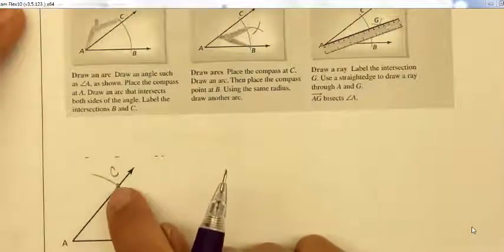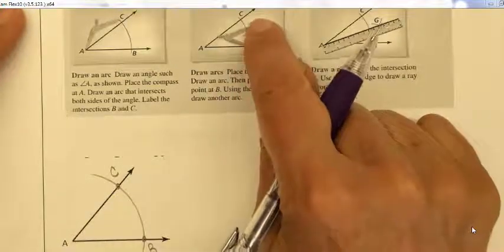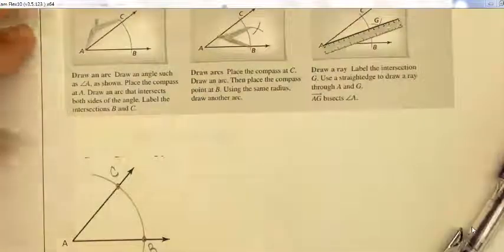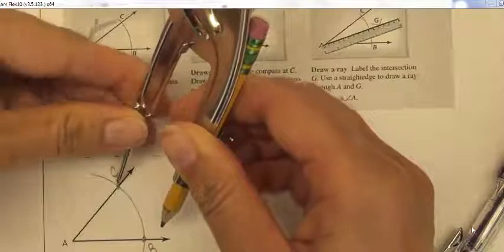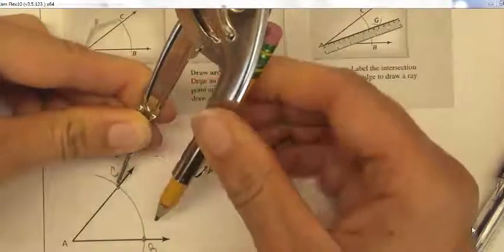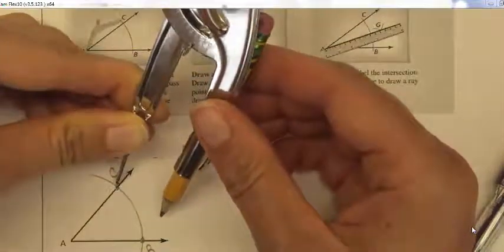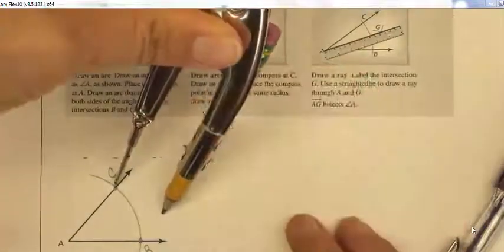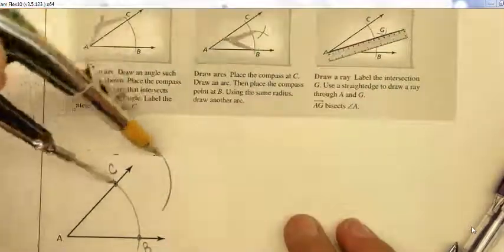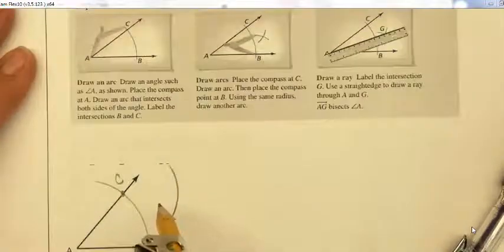So from C out here, I'm going to draw an arc. So I'm going to choose some radius. Make sure that you're at least halfway. Okay, I could be a little bit smaller. So now I'm going to choose some radius. So that's the radius. I'm not going to change it now, okay? I'm going to do this for the rest of the time. So I'm going to draw an arc out here with my compass point at C. And I'm going to do the exact same thing with my compass point at B.